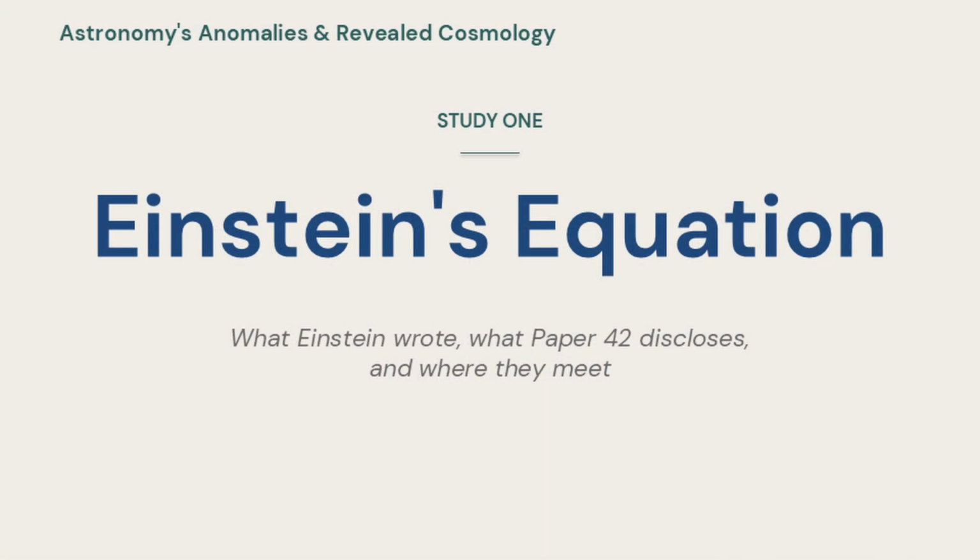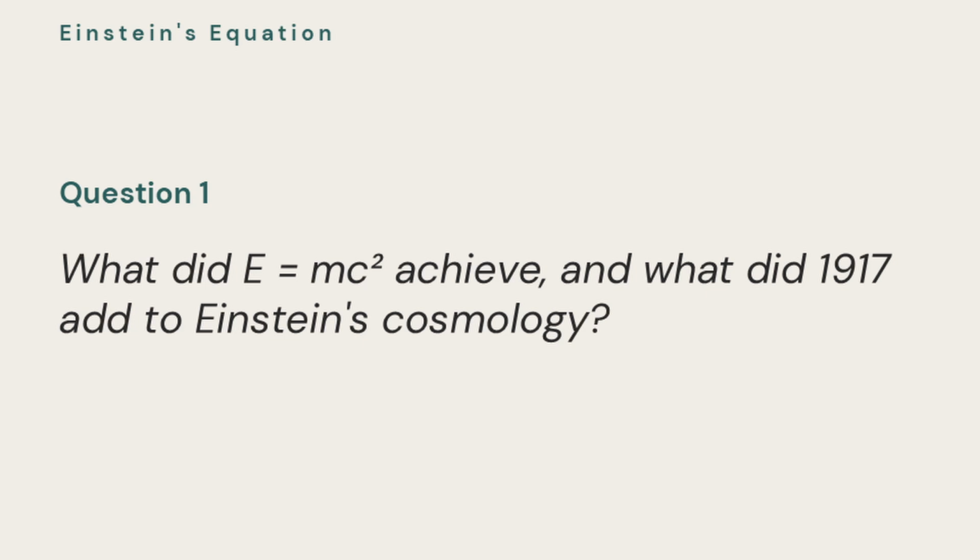Study 1. Einstein's equation. This is a question and answer study comparing Einstein's mass-energy equation with the energy equation disclosed in paper 42 of the Urantia book, and naming the 1917 assumption that study 2 will examine. Question 1. What did E equals mc squared achieve, and what did 1917 add to Einstein's cosmology?